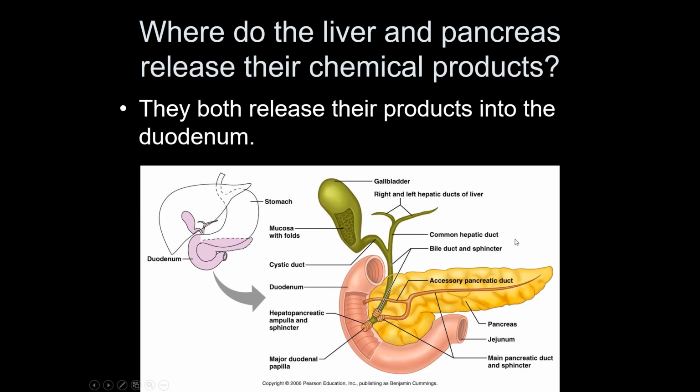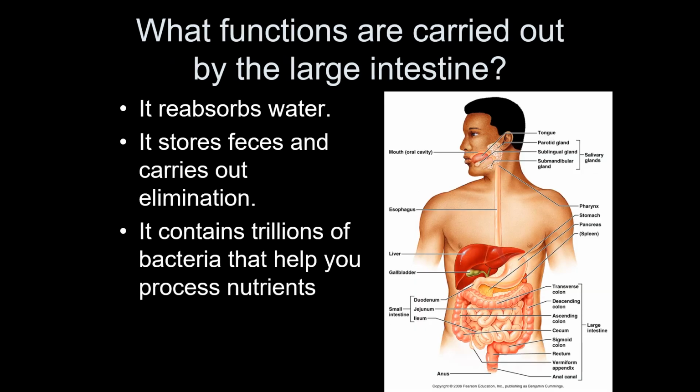Where do the liver and pancreas release their chemical products? Duodenum, we talked about that earlier. Which digestive functions are carried out in the large intestine? So we're still doing propulsion of things moving through there. We'll still do a tiny bit of absorption, but most of our nutrients got absorbed back in the small intestine, so we're really not doing a whole bunch of that anymore. Elimination does happen at the very end of the large intestine, and so we've got that going on.